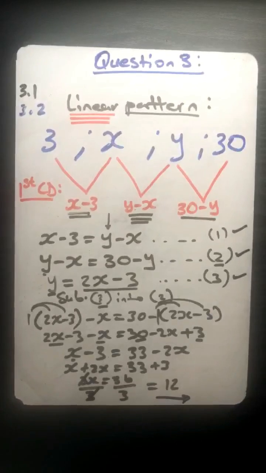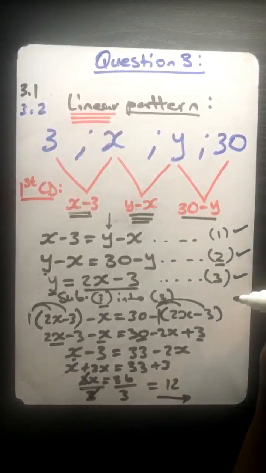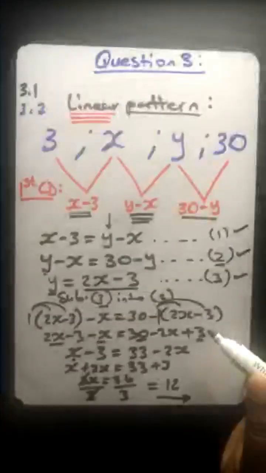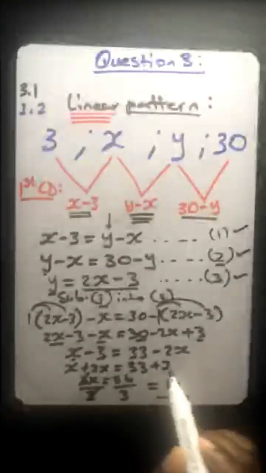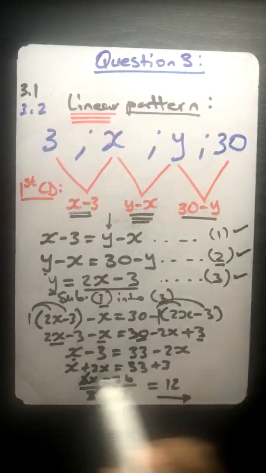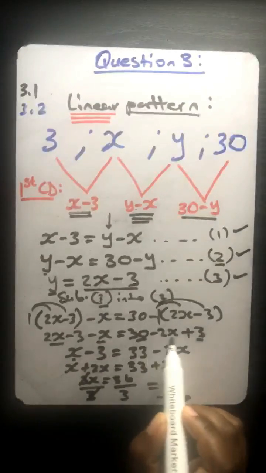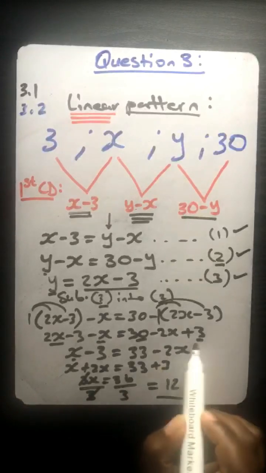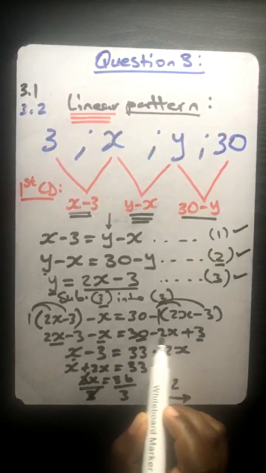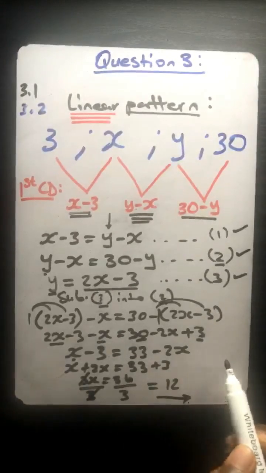Okay. Sir, I have a question. Yes. On the third step of substitution, where did you get the negative 2x next to 33? Is that the one you are asking about? Yes, sir. Okay, let's see. What was I thinking there? I'm having 30 minus 2x plus 30. Then I think I said 30 plus 33. I think this is where it's coming from, honorable member. But wait, guys, are you sure I didn't make a mistake there?